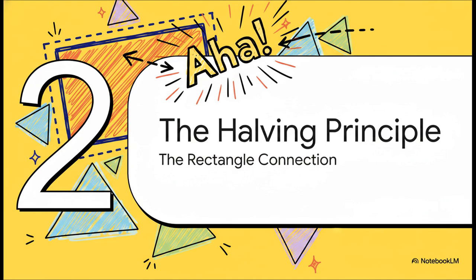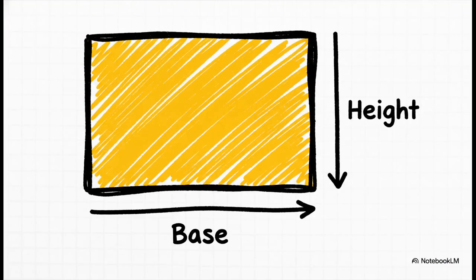All right, now for the fun part. This is where the magic happens. This is that aha moment where it all clicks, and you see exactly how rectangles and triangles are linked. So just picture that rectangle again in your mind. We know the whole thing has an area of base times height. Got it? Okay, hold that thought.